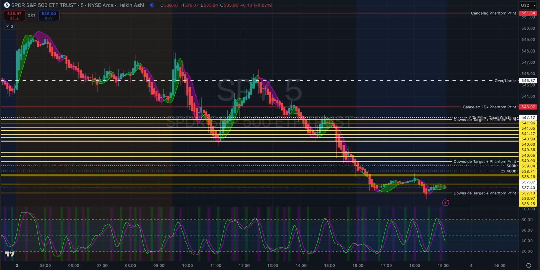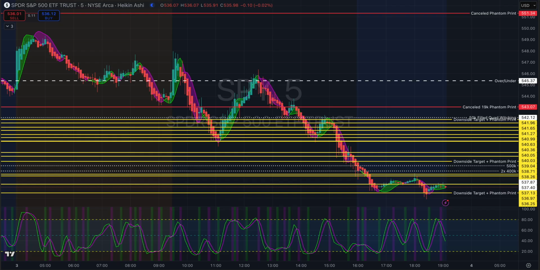So if you don't know what a SPY Phantom print is, it is a version of a dark pool print. It comes from institutional trading, and that does not occur in the regular market that we trade in. It trades in the dark pool network. And when we see a Phantom print, it is at a price that we haven't traded at in the past like 24 to 48 hours.